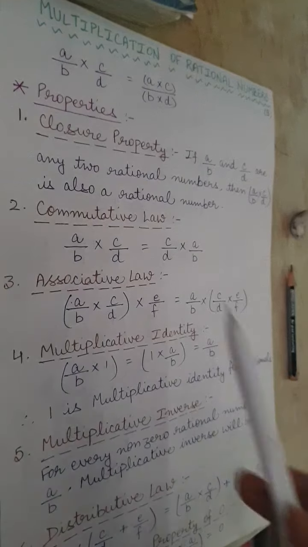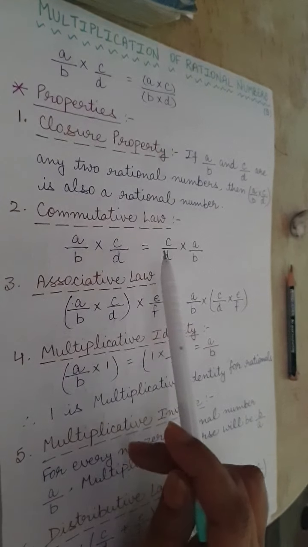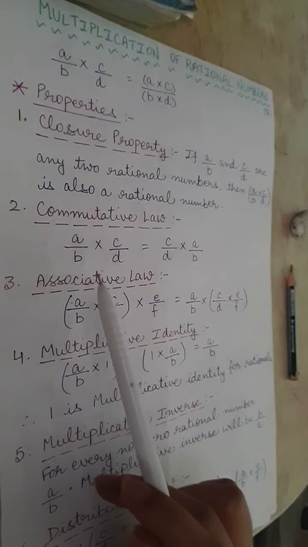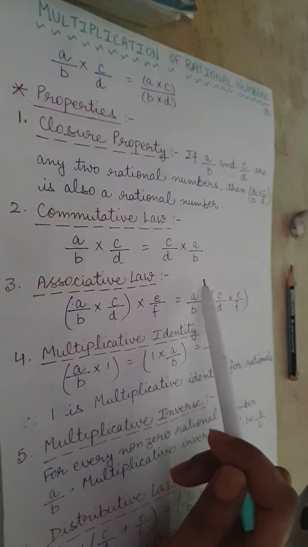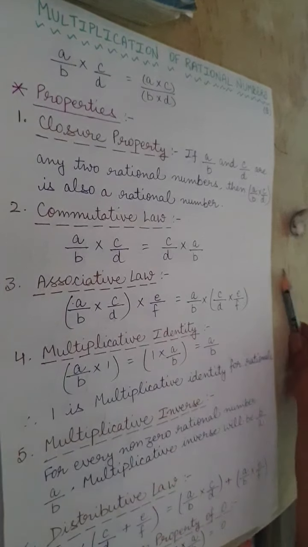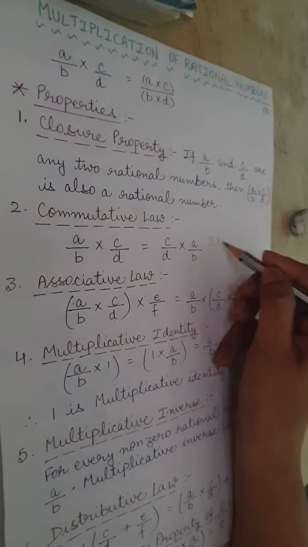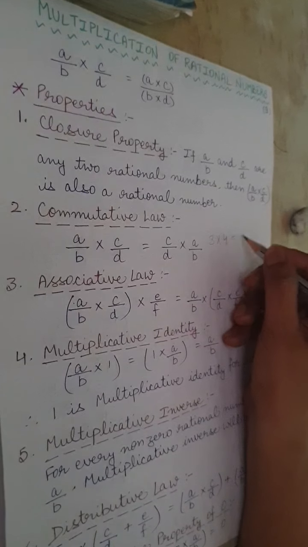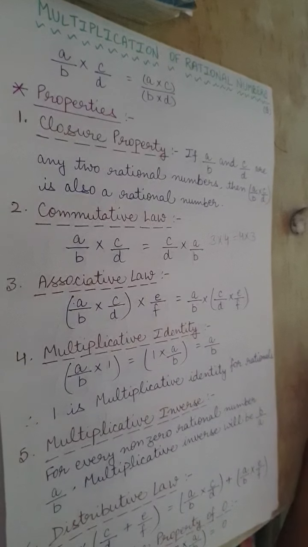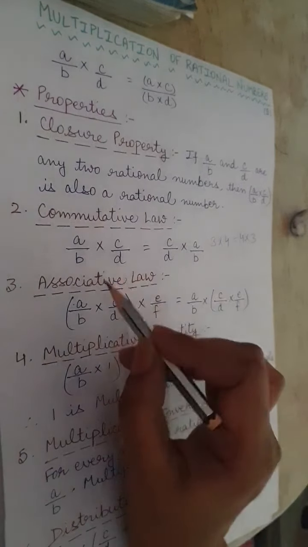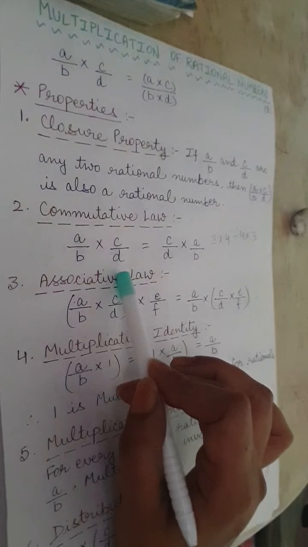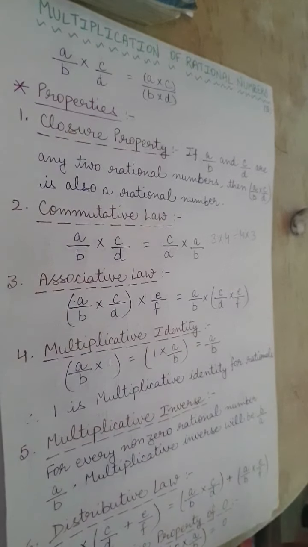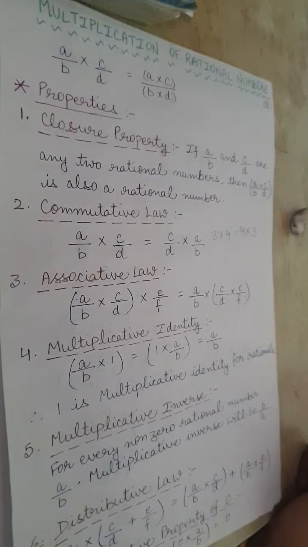Then the second is the commutative law or commutative property. It means that if a upon b is multiplied by c upon d, the answer will be the same as c upon d multiplied by a upon b. Just take an example. If I write 3 multiplied by 4 or 4 multiplied by 3, is there any difference in the answer? Obviously no. That's the same thing here, because it is irrespective of the order. We can multiply in any order, the answer will always remain the same.